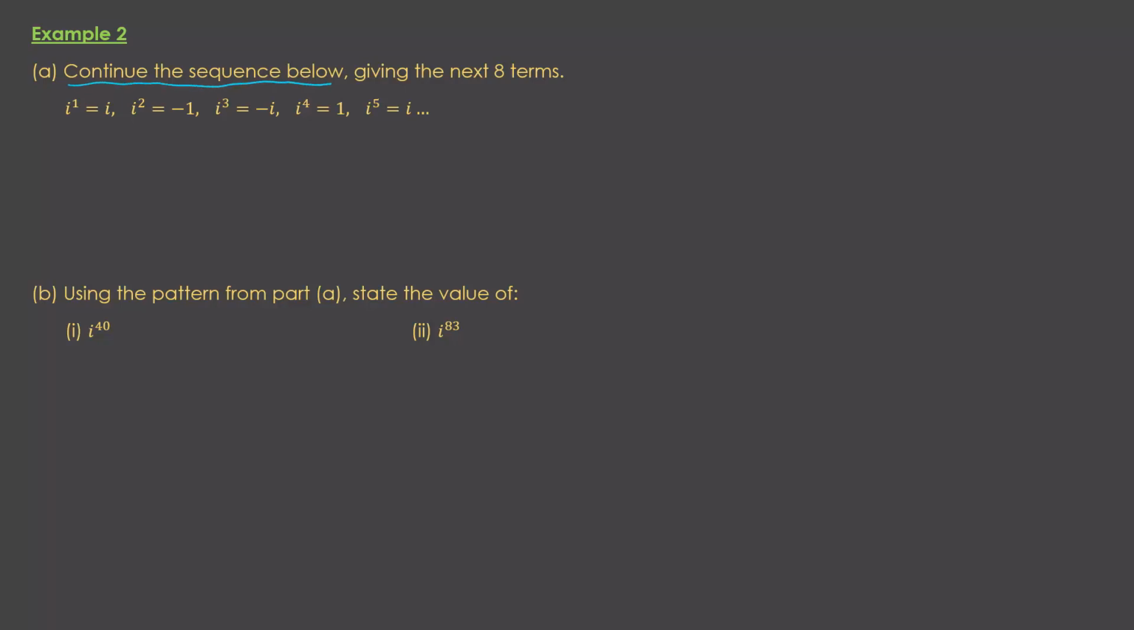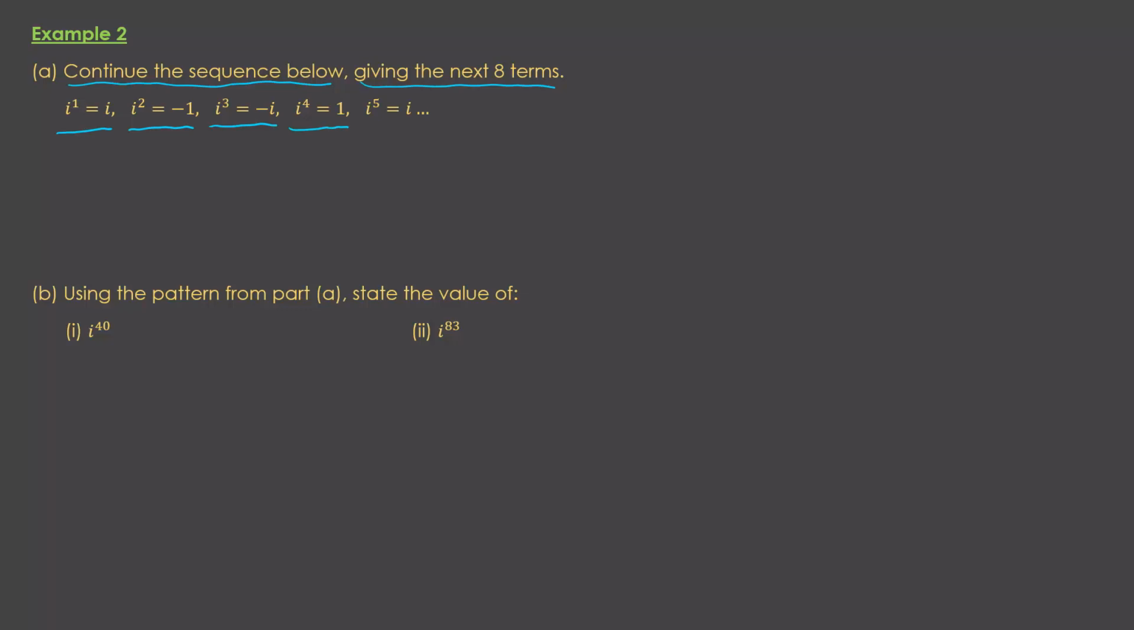Continue the sequence below, giving the next 8 terms. i to the power 1 is i, as we'd expect. i squared equals -1, which is the very definition of i. i cubed then would be -1 times i, so negative i.